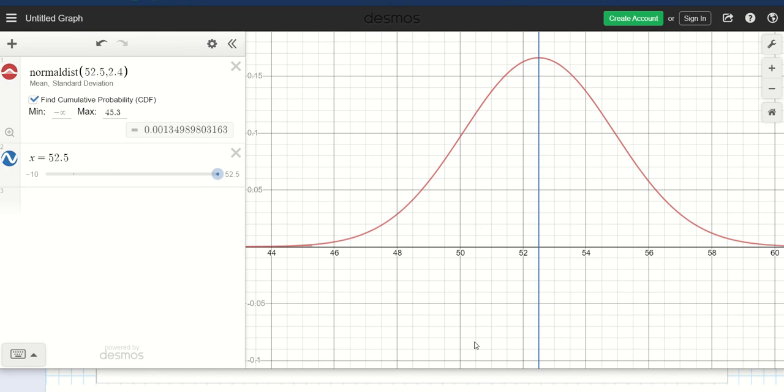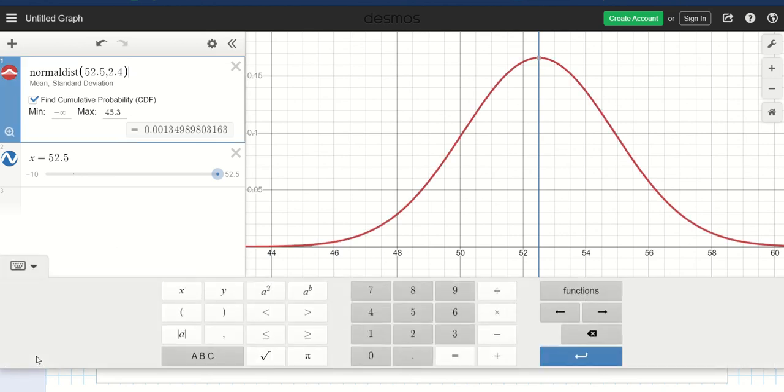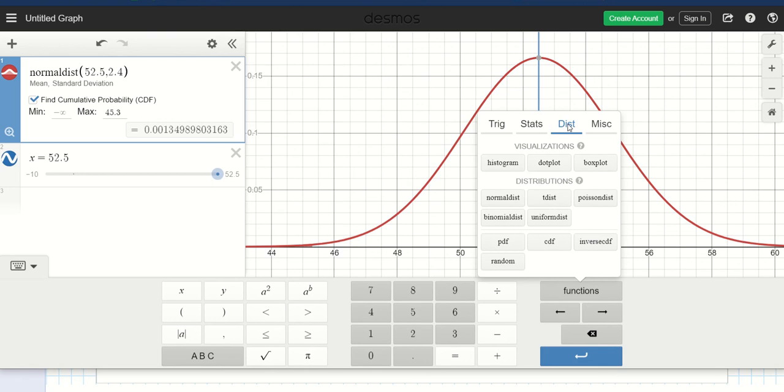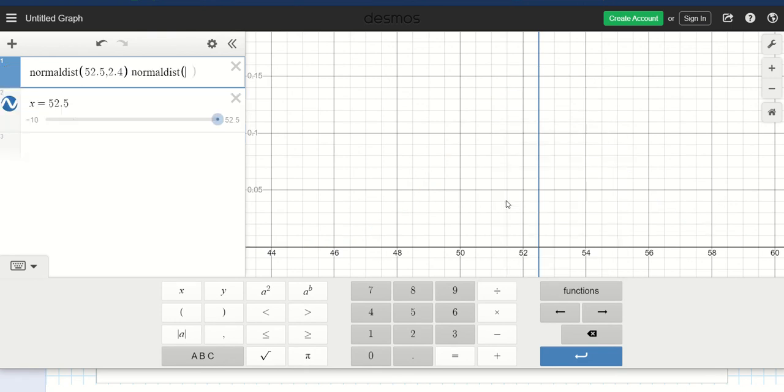All right, so for homework, there are a few practice questions, and for some of them, you might need to use the graphing calculator in Desmos. All you have to do is go to the keyboard, go to functions, distribution, click on the normal distribution, and then you're able to enter more values. You can have multiple distributions shown as well.